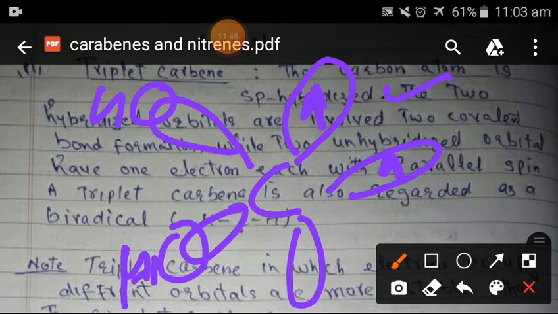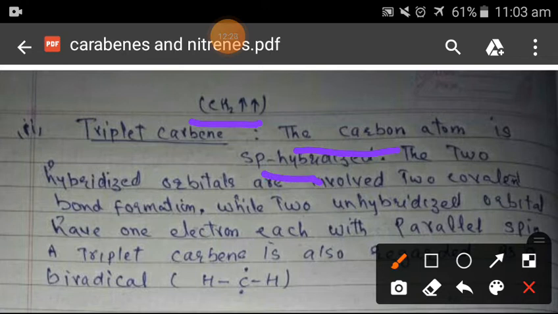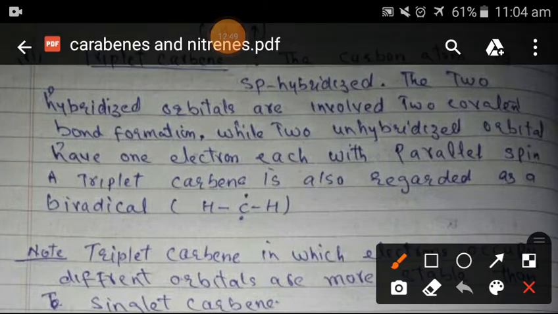Unhybridized orbitals are those orbitals which have no role in hybridization; they remain unhybridized during the hybridization process. As a result, these are called unhybridized orbitals. So these electrons are present in separate unhybridized orbitals, not together. Clear? So it can be represented like this. The carbon atom is sp hybridized. The two hybridized orbitals are involved in two covalent bond formations, while the two unhybridized orbitals have one electron each with parallel spin. As I have shown you in the picture, these two electrons are present in two different unhybridized orbitals, so the triplet carbene is also regarded as a biradical.